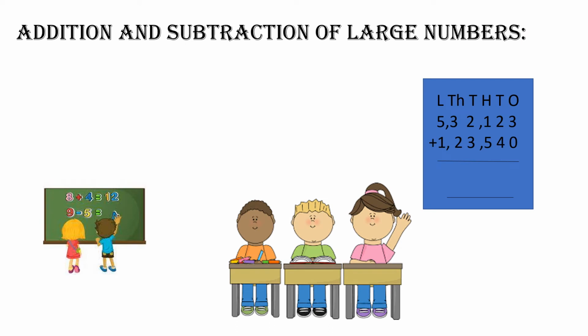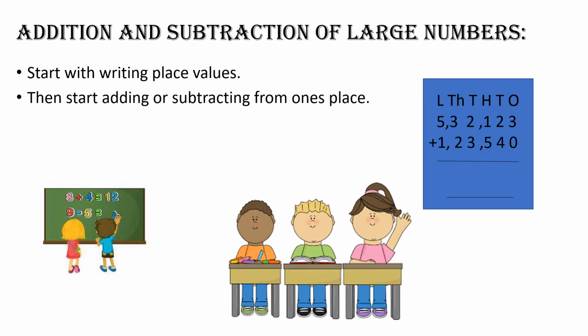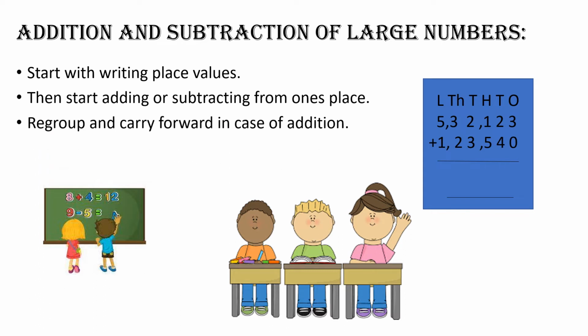Addition and subtraction of large numbers. Now, when I am supposed to add 5,32,123, I should add 1,23,540 to it. How am I supposed to do that? Start writing the place values first. Writing place value always helps. Then start adding or subtracting from ones place. Regroup and carry forward in case of addition and borrow the numbers in case of subtraction.